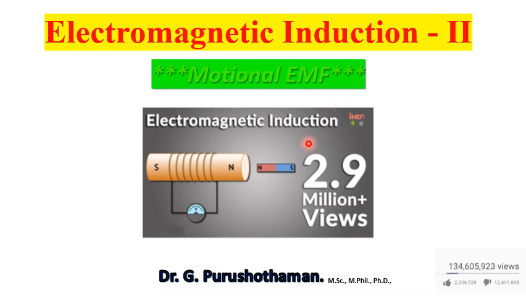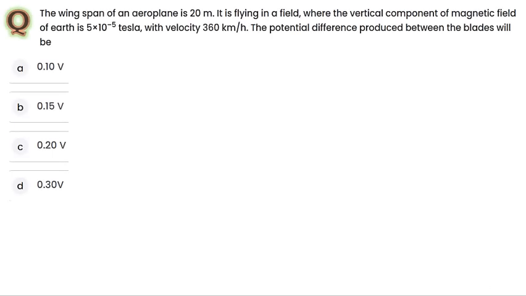Now we are going for the problem. The first problem on motional EMF: the wingspan of the aeroplane is 20 meters. It is flying in a field where the vertical component of the magnetic field is 5 × 10^-5 Tesla. They haven't specified Gauss, they have specified Tesla, so you can directly use this, with velocity 360 kilometers per hour. Usually we use meters per second, but they have mentioned kilometers per hour. Now the potential difference produced between the wingtips will be?